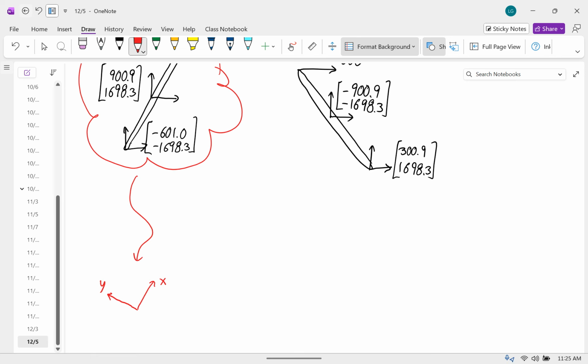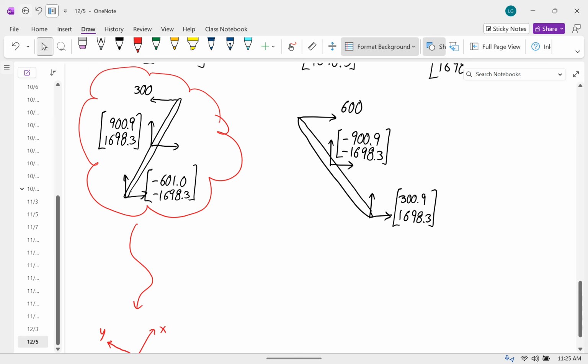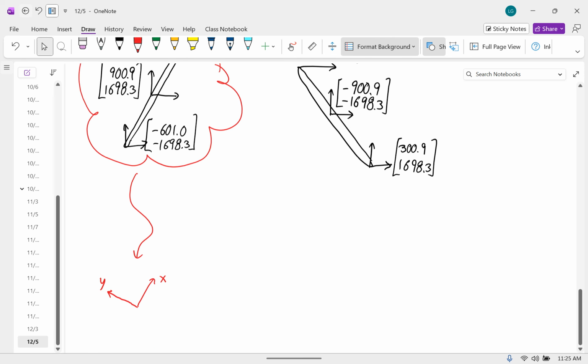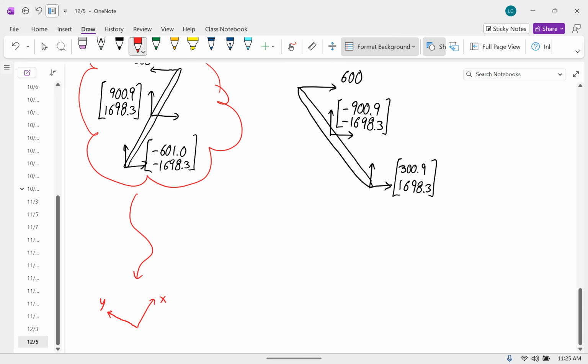Okay, so can anyone think of a way to calculate these? So we have these 3 force vectors. How can we calculate those in this red coordinate system? Yes? You can use a rotation matrix. That's the easiest way. You also can do it as projections.